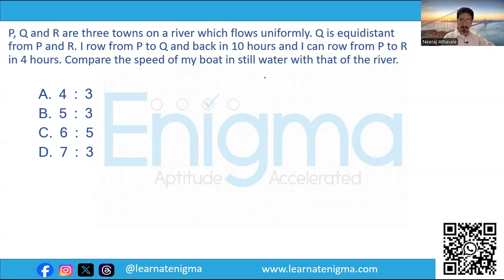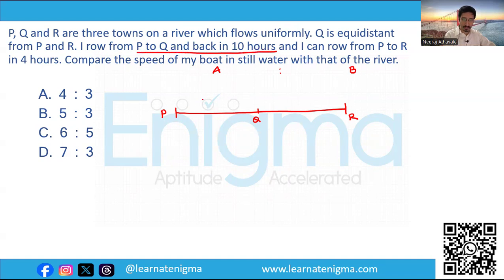Now, generally in boats and streams, we assume A as the speed of the boat in still water and B as the speed of the water body. So basically, we want to find out the ratio A is to B. Now, here in this question, there are three towns P, Q, and R. Q is equidistant from P and R. That means Q is the midpoint of PR.